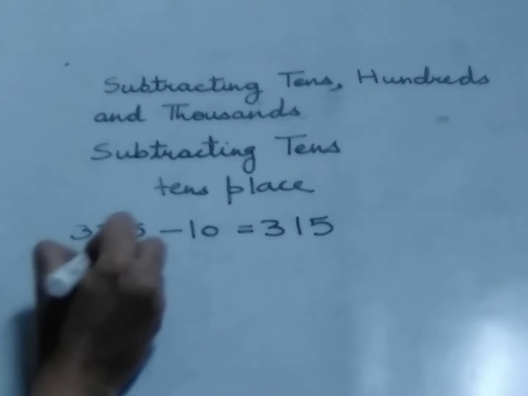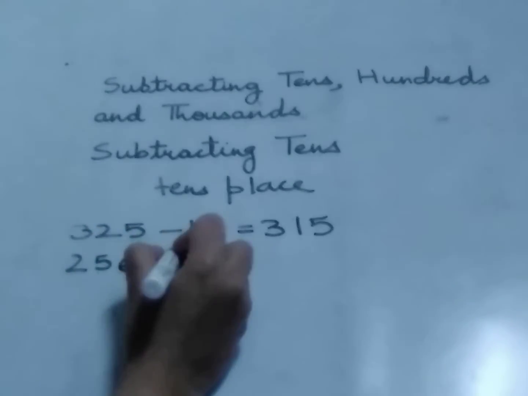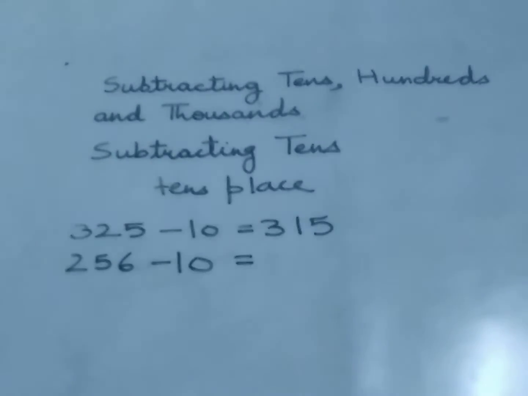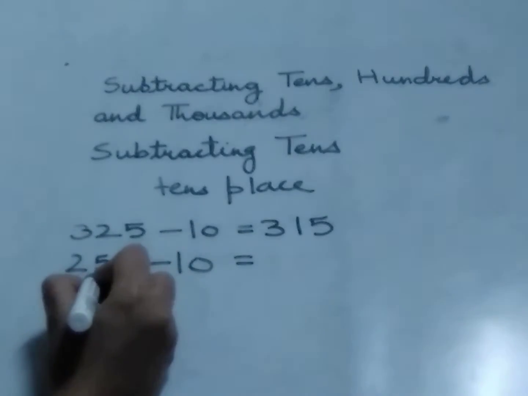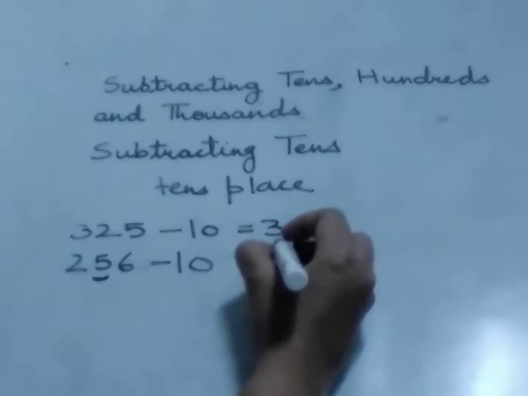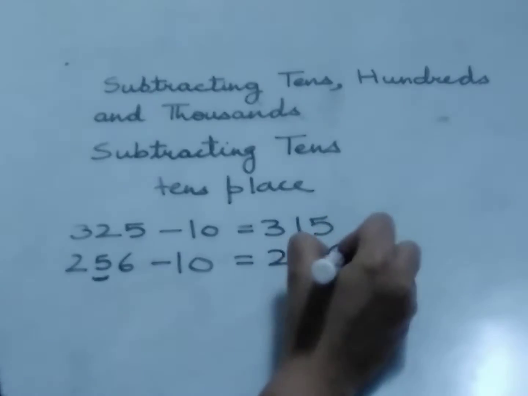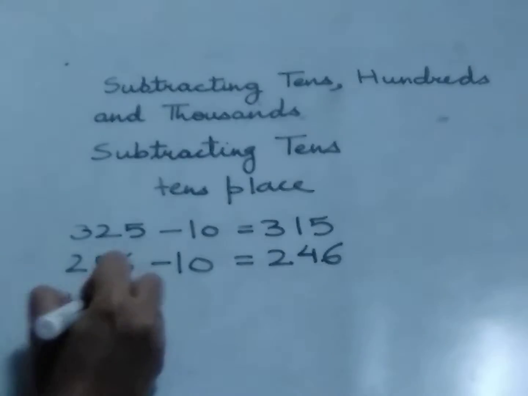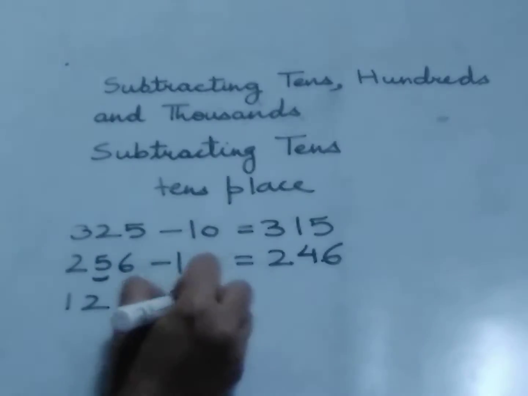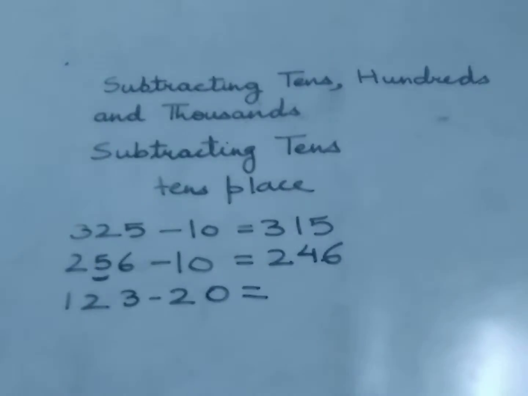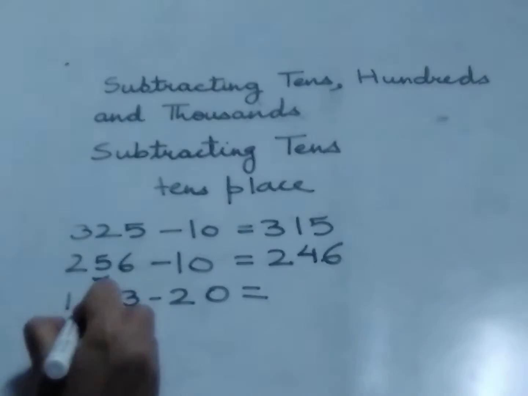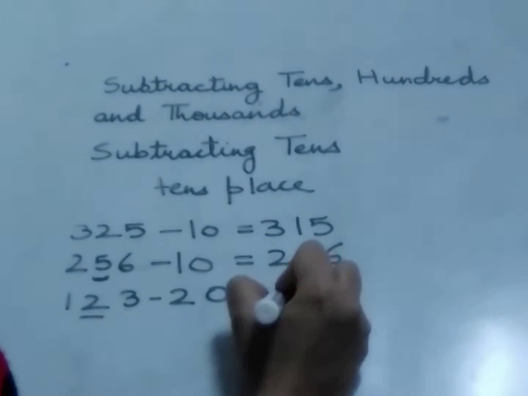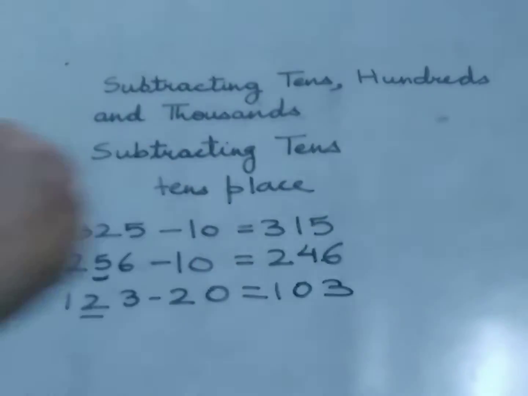Or you can say 256 minus 10. Again decrease the digit in the tens place by 1. So it becomes 246. Or you can say 123 minus 20. How do you subtract it? Just decrease the tens digit by 2. So your answer is 103.